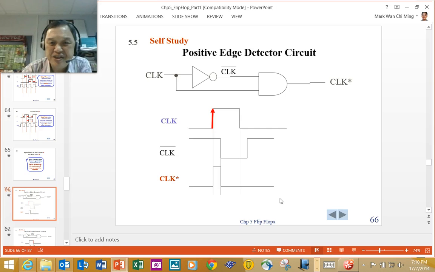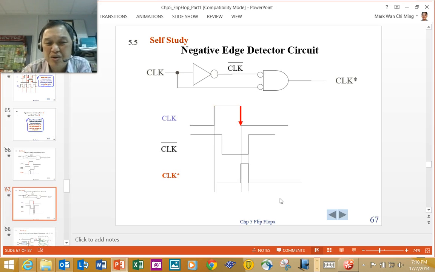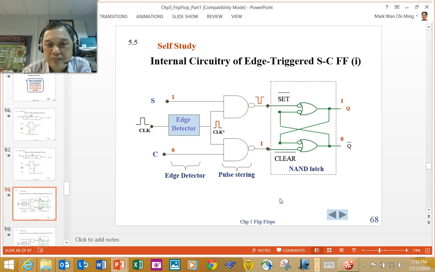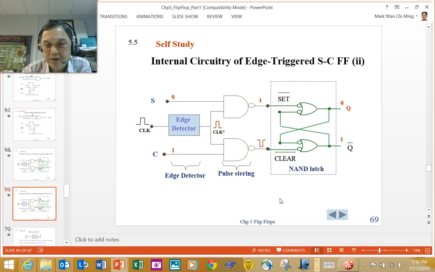Got problem we discussed in class. Same again, you have a look at that. This one also, you have a look at yourself. And this one as well. The internal circuitry, but I'm telling you, in the exam we won't ask you on the internal circuitry of the edge trigger things. We ask you the application, not to analyze the internal circuitry.